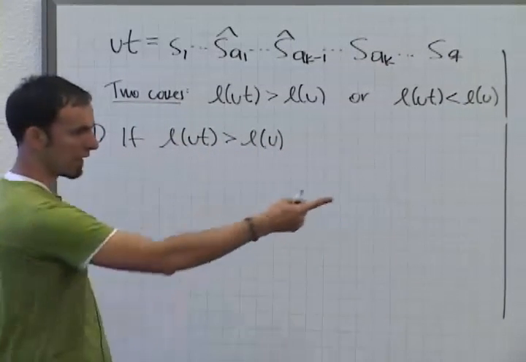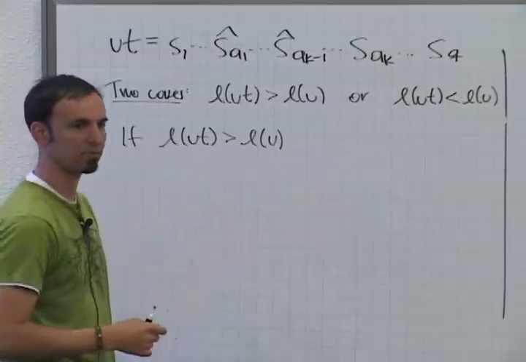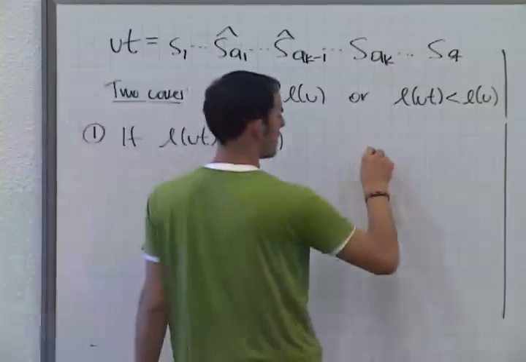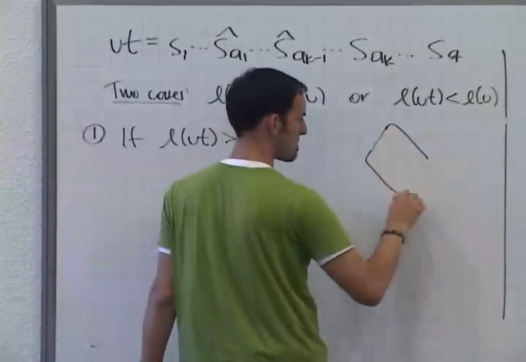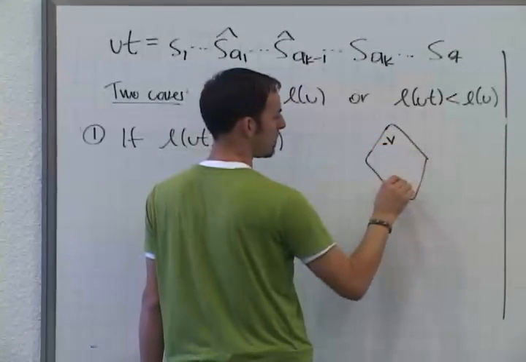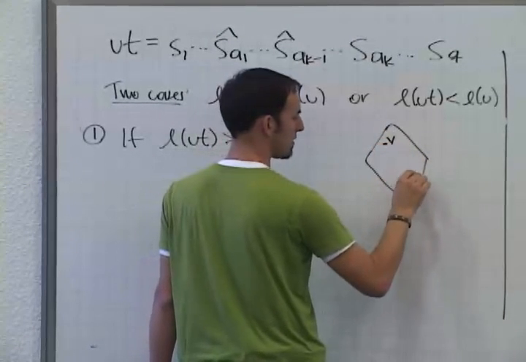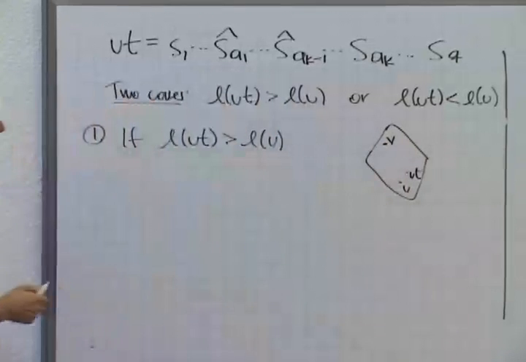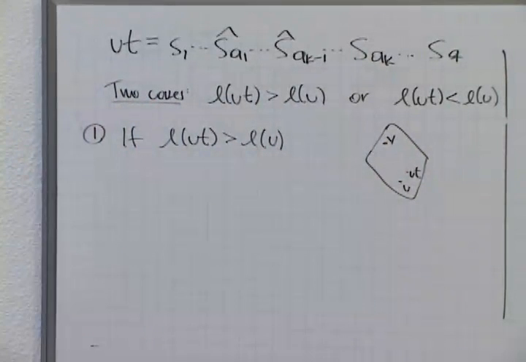Then I can make the argument that I would like to make, which is the following. Here's V, here's U, here's UT. L of U plus 1, right?